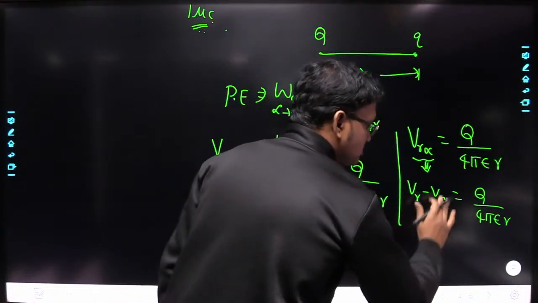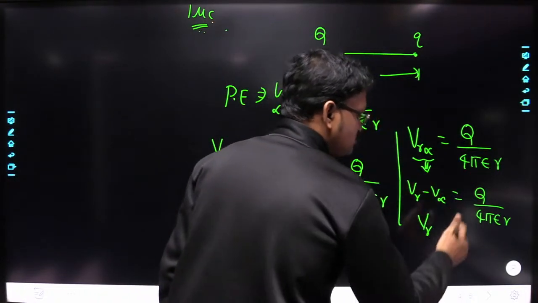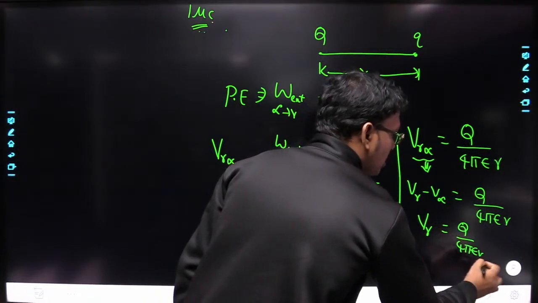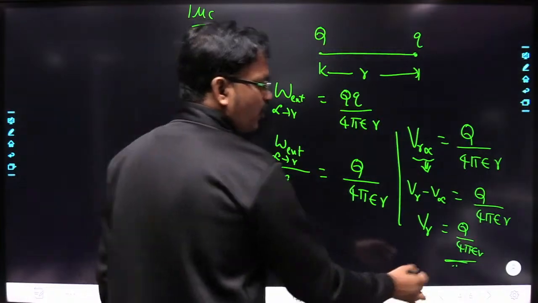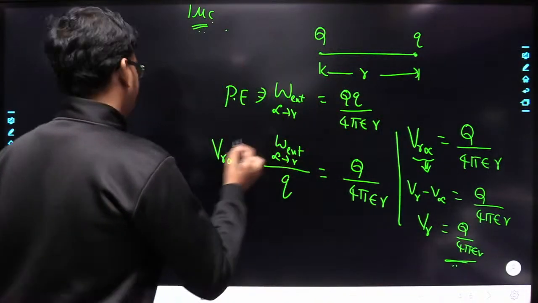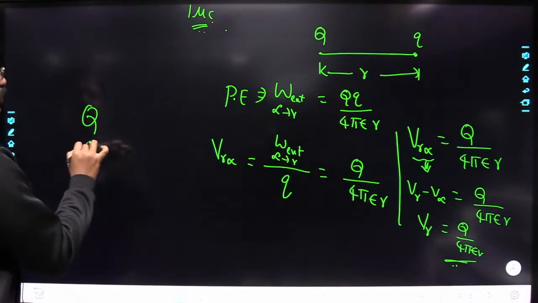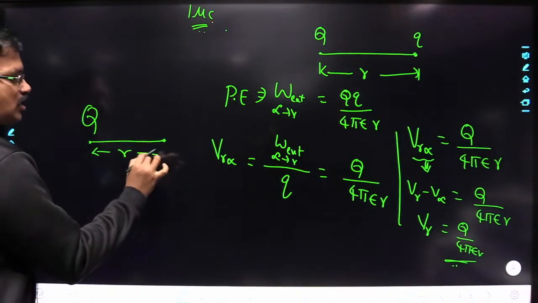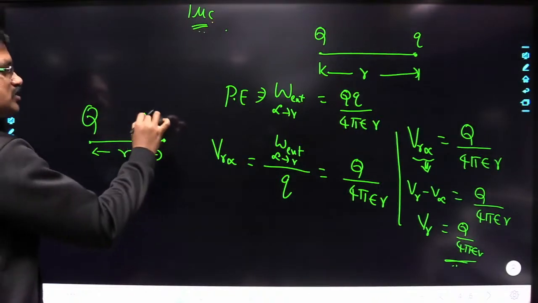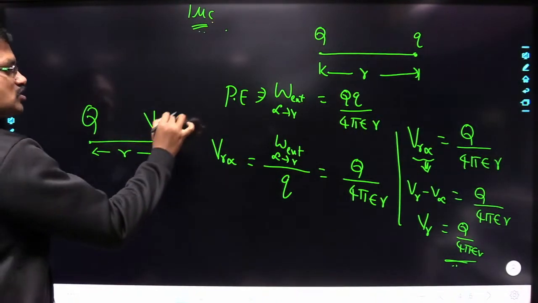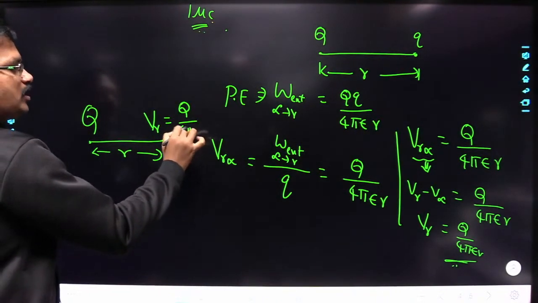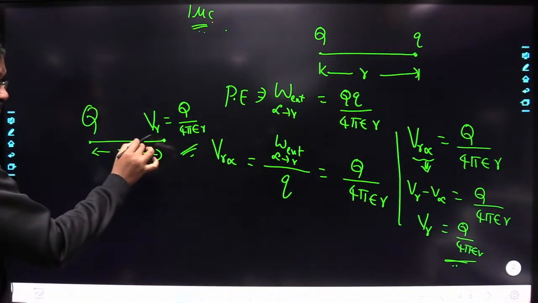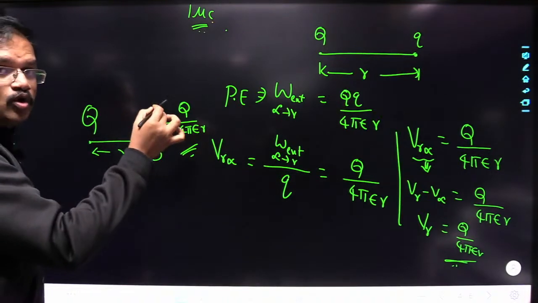So V infinity is equal to 0. In general, V infinity is 0. So V_R is equal to Q by 4 pi epsilon into R. That means due to a point charge Q, if you want to determine the potential at a distance R, it is V_R, which is equal to Q by 4 pi epsilon into R, where V_R is with respect to infinity.